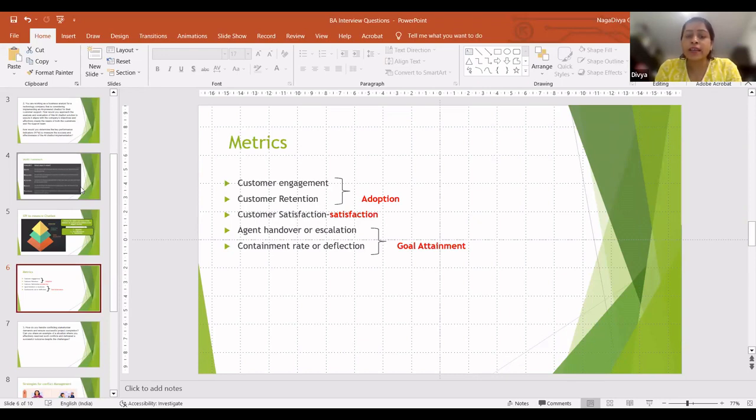And the next one is containment rate. Containment rate is how often customers completed the entire process without going to the manual process. They were able to complete and get the entire solution through the chatbot instead of going to the manual solution. So this helps us in goal attainment.